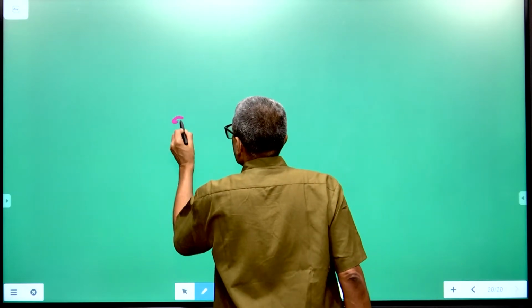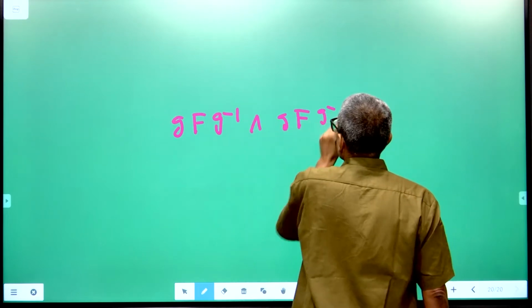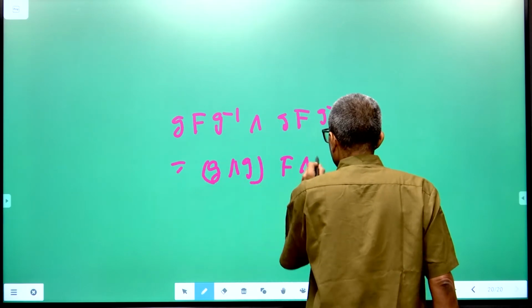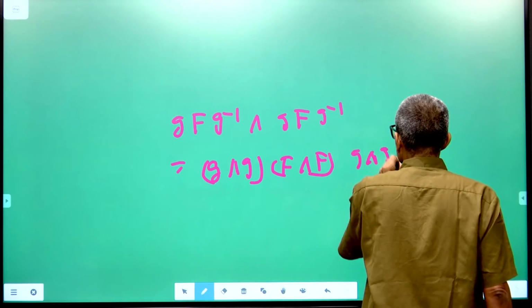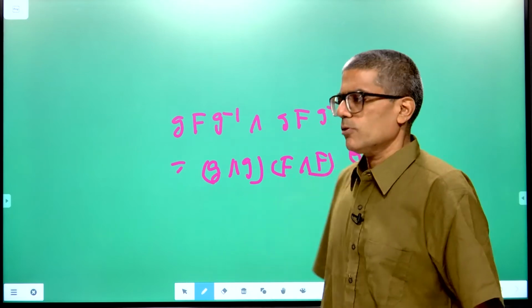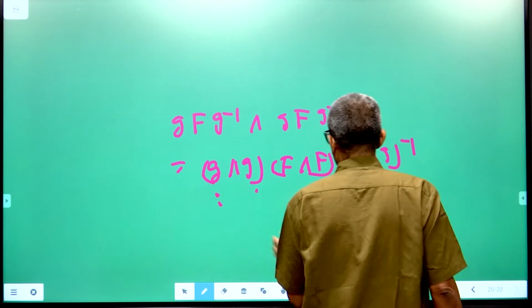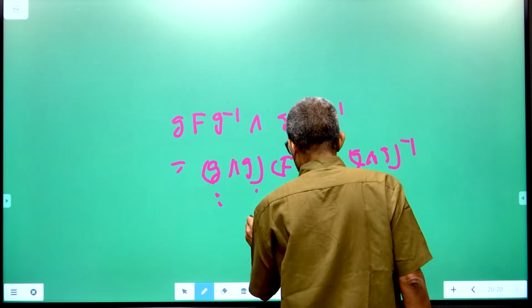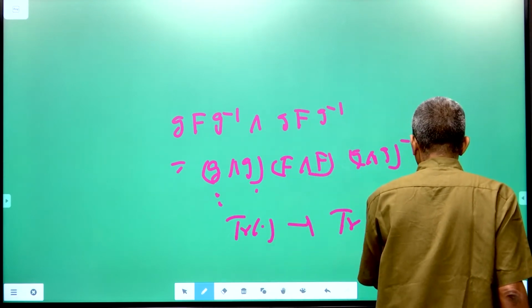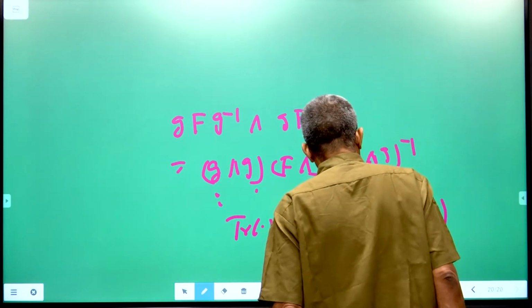G F G inverse wedge G F G inverse is nothing but G wedge G, F wedge F, G wedge G inverse. Right, by G wedge G I mean that it is the same as G tensor G, but it acts on the skew symmetric tensor product space, and the trace of this will cancel out. G wedge G is the inverse of G wedge G inverse. So if you compute the trace, you will get back trace of F wedge F. So the second Chern class is also invariant under gauge transformations, and it is a topological invariant.